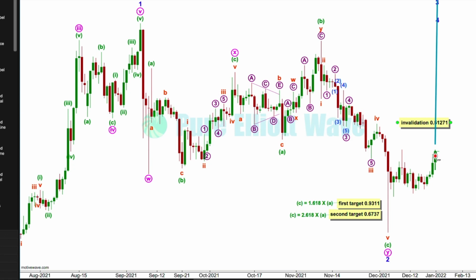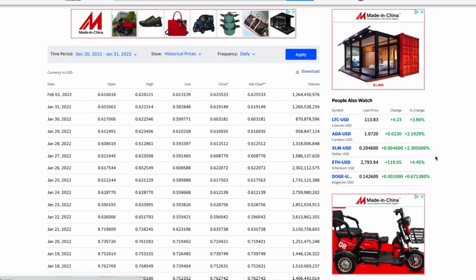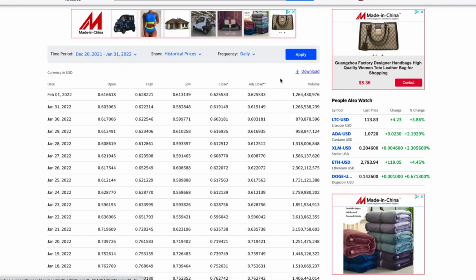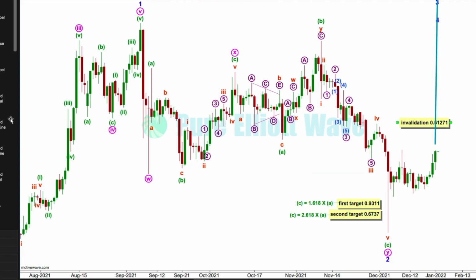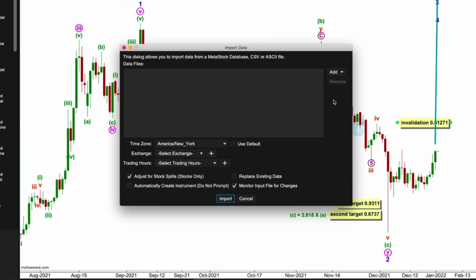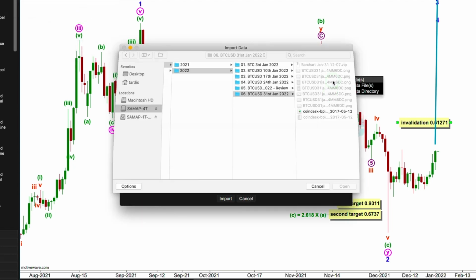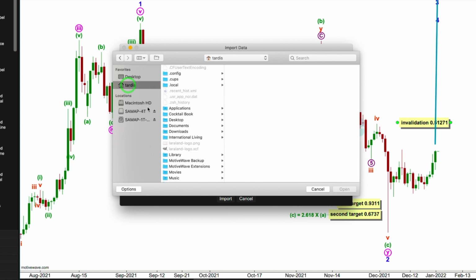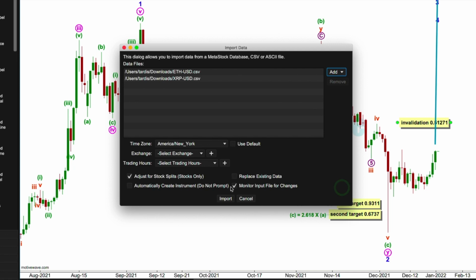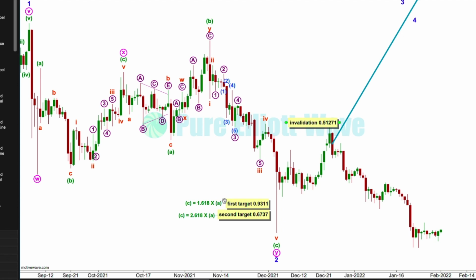The last date was December 21st, and I've just set my time period from December 21st to the current date, apply, download. I've done the same for Ethereum. Let's now import file, chart, import data. Find them, they'll be in the downloads folder. Highlight both. I'm going to do both at once. You can do that. Uncheck these. Import. Done. Well, that one didn't work, did it?